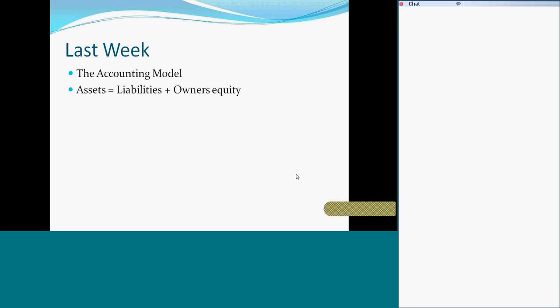So in last week's course, which was book 1, I just want to review a few things. Number 1 is what's called the accounting model. The accounting model is very, very famous. The accounting model says, how do you evaluate what a company has? The accounting model has the idea that you actually have assets.